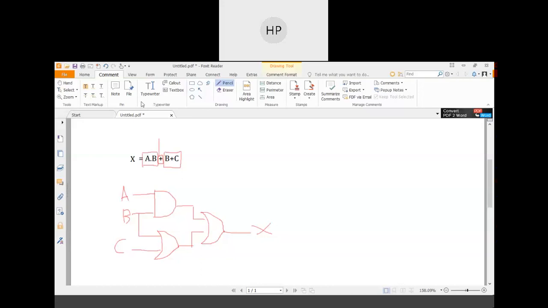Okay, so that's it. That is how you construct a truth table and a logic circuit, and answer a database question. Are there any questions?